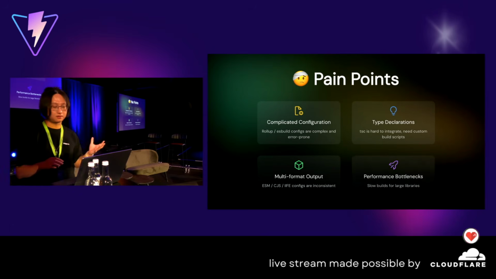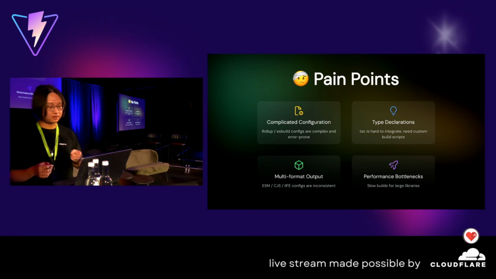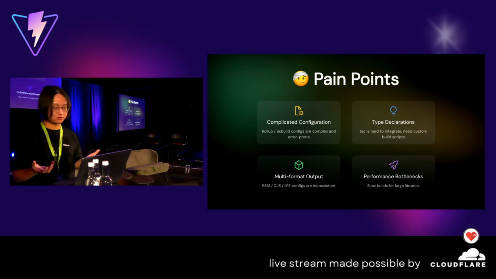And then there are performance bottlenecks. Large projects build very slowly if you have one. Rollup is written in JavaScript, so it's naturally slower than tools like ESBuild or Rolldown, which are written in Rust or Go. These issues come up all the time in my real development, especially if you are building libraries regularly. So tsdown was created to solve these pain points, I think.